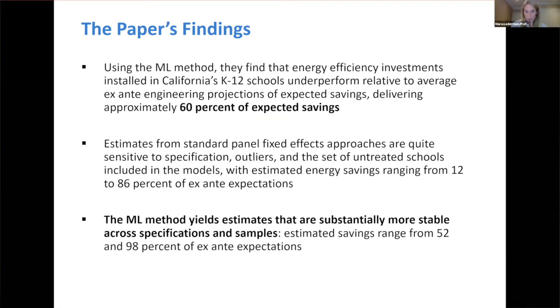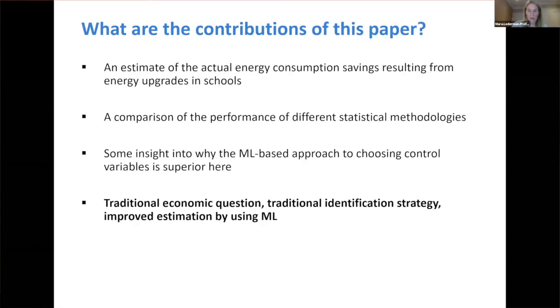So what does the paper find? That's only tangentially relevant. The paper finds that basically these upgrades deliver about 60% of the expected savings. Okay, so not all, but not terrible, better than some other estimates. In terms of what they learn about the different methodological approaches, they find that estimates from the standard panel fixed effects approach are quite sensitive to specification, and the estimates themselves have wide variance. They can range from 12 to 86% of the ex-ante expectations of savings. The machine learning methods yield estimates that are more stable across specifications and sample, ranging from 52% to 98% of ex-ante expectations.